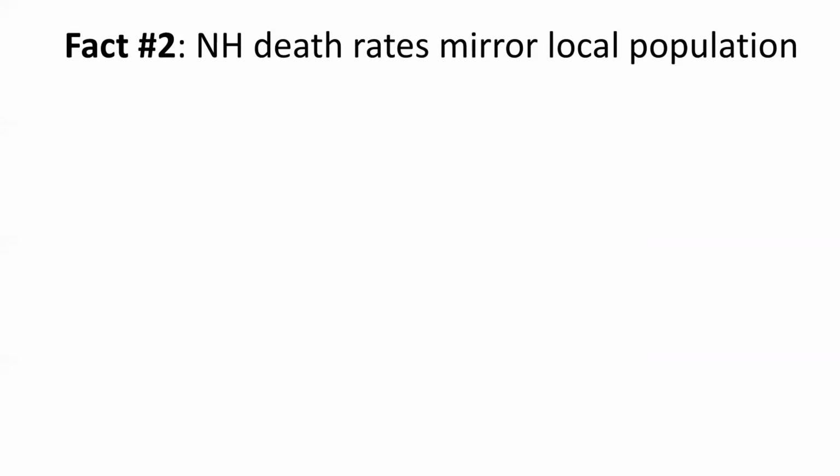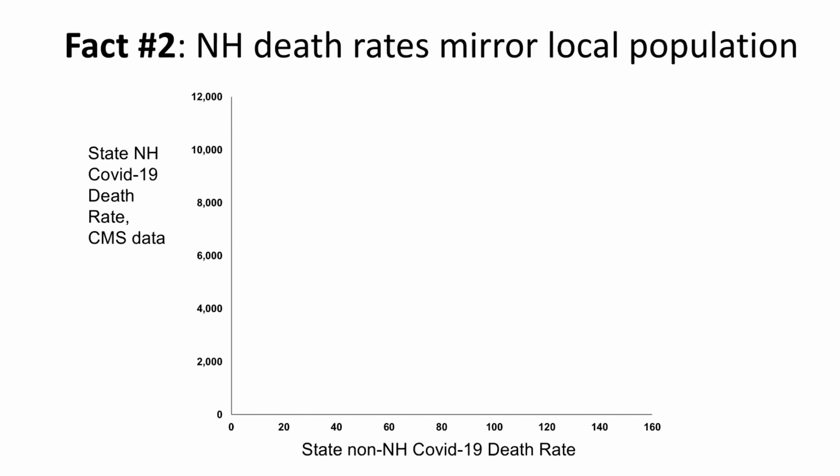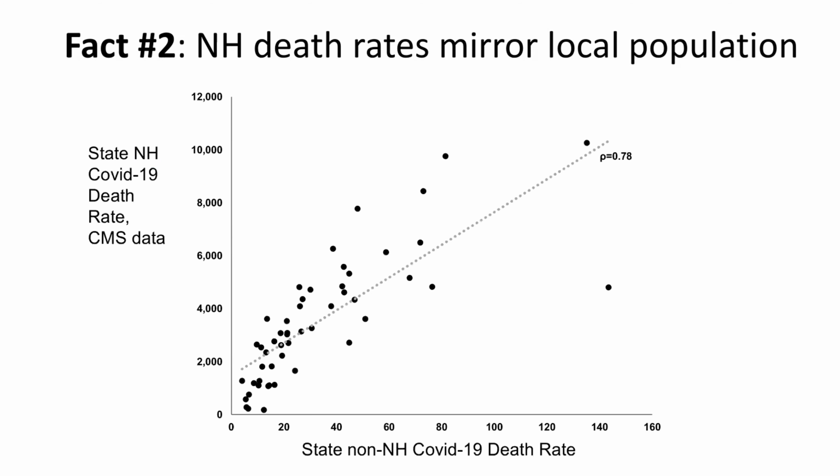Okay, fact number 2, nursing home death rates, unsurprisingly, mirror the local population. Here I'm going to show you a scatter plot that compares the state non-nursing home COVID-19 death rate to the state nursing home COVID-19 death rate. And you can see a clear, strong, positive relationship between the two. So places that are at high risk, that's where folks are dying in nursing homes.